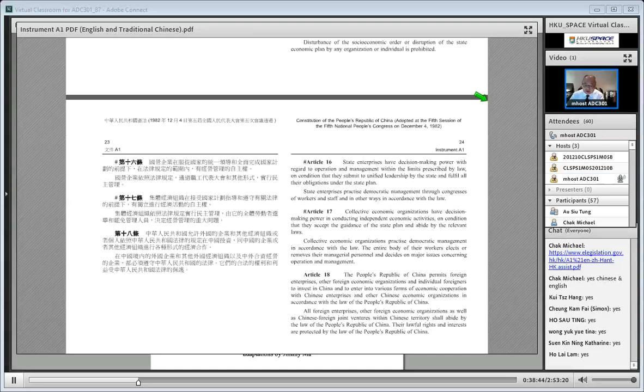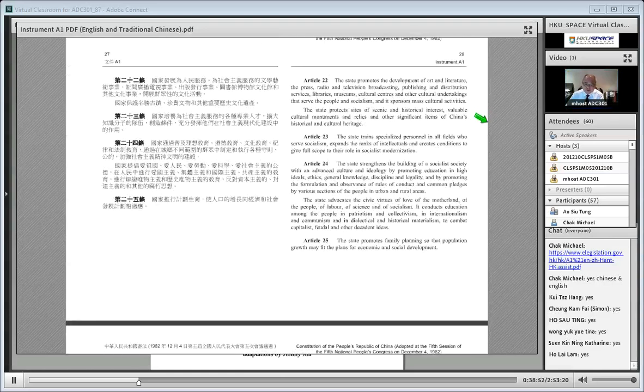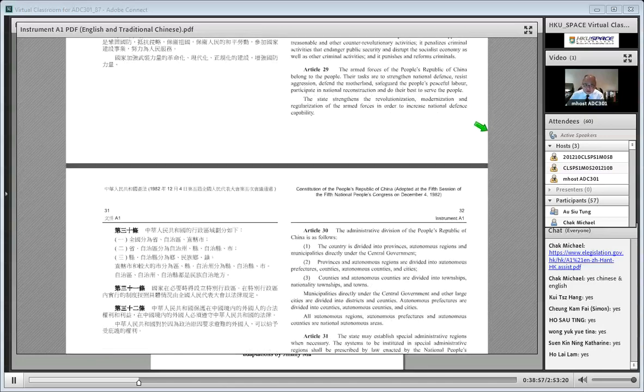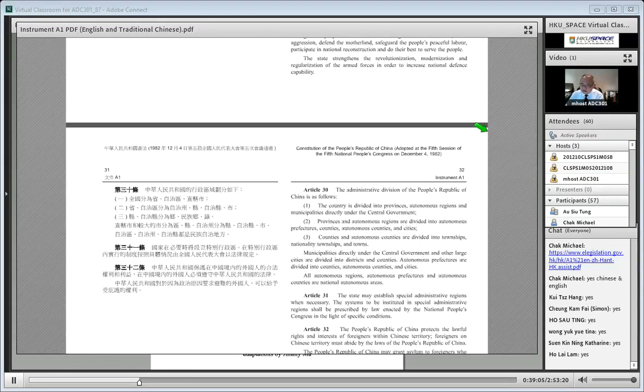And you will see, I'm just taking you to the article, which tells you what the structure of the country is. Yes, Article 30, the administrative divisions. Can you see that? Administrative divisions of the PRC is as follows. The country is divided into provinces, autonomous regions, and municipalities directly under the central government. Directly under the central government. Central government in the context of PRC's constitution is the Central People's Government, the CPG, which is governed by the State Council.